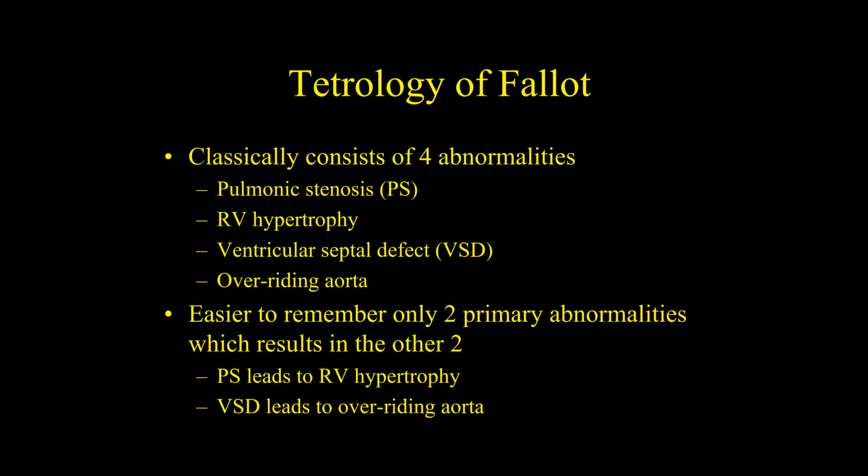The third thing that these animals will have is right ventricular hypertrophy. So the right ventricular wall becomes as thick or thicker than the left ventricular wall. And then the fourth thing is what's called an overriding aorta. It's easier to remember these, and in reality, it's really only two primary defects of the heart, and the other two are sequelae, secondary to the first two defects.